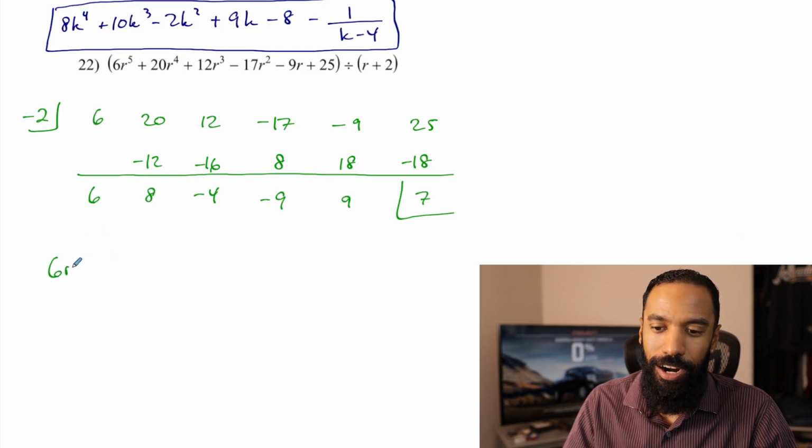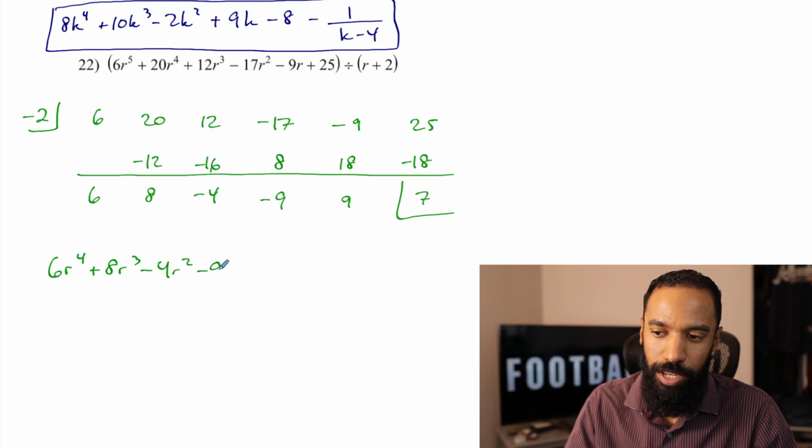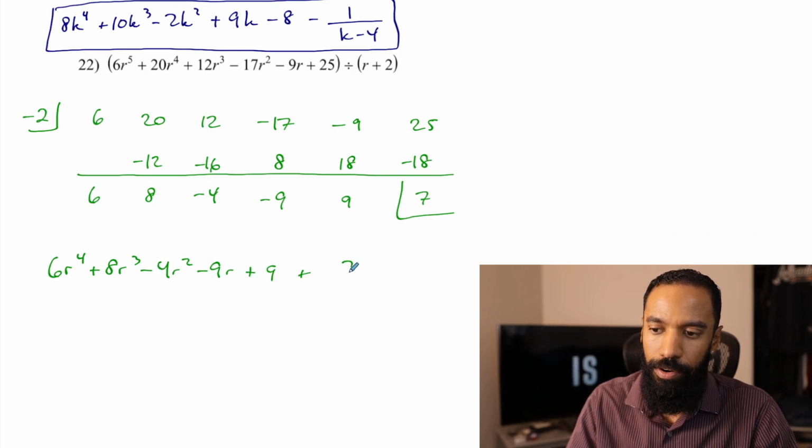We get 6r to the fourth plus 8r cubed minus 4r squared minus 9r plus 9, with the remainder of 7 all over r plus 2.